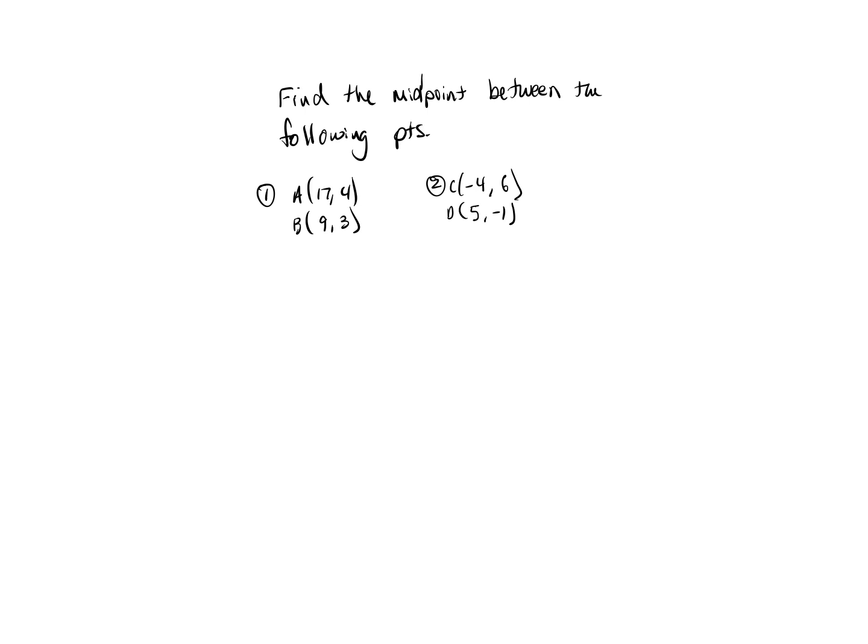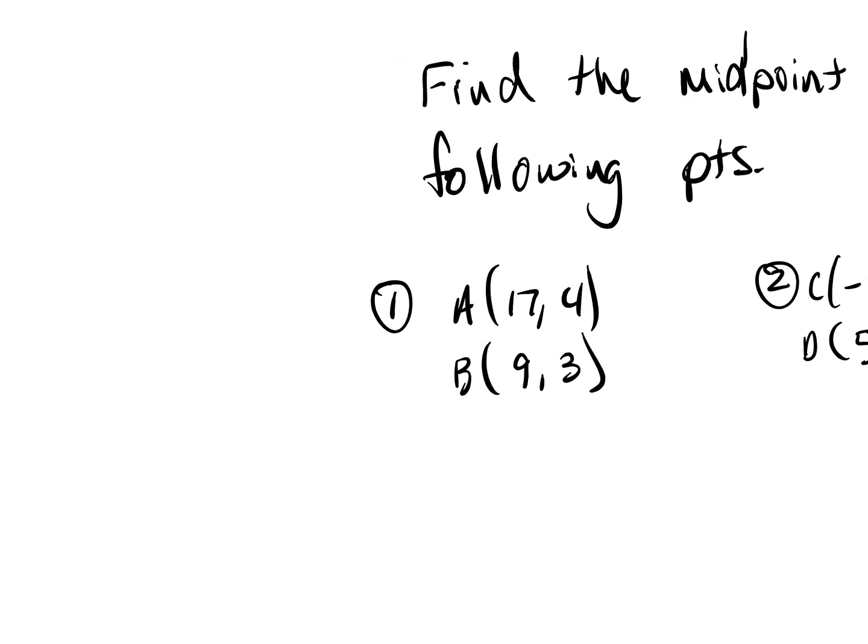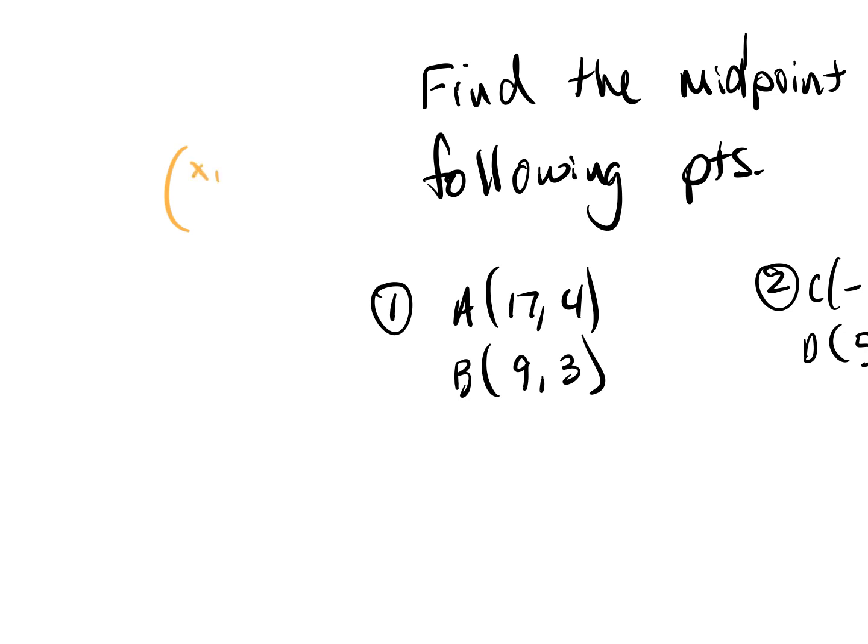So we want to find the midpoint between the following points. I'll write our midpoint formula here for us. We have x1 plus x2 over 2, comma, y1 plus y2 over 2. Now when you're adding, the order doesn't matter. When you're subtracting, the order matters, so be careful. But when you're adding, the order doesn't matter. I could say 2 plus 4, that's the same thing as 4 plus 2. So just keep that in mind.